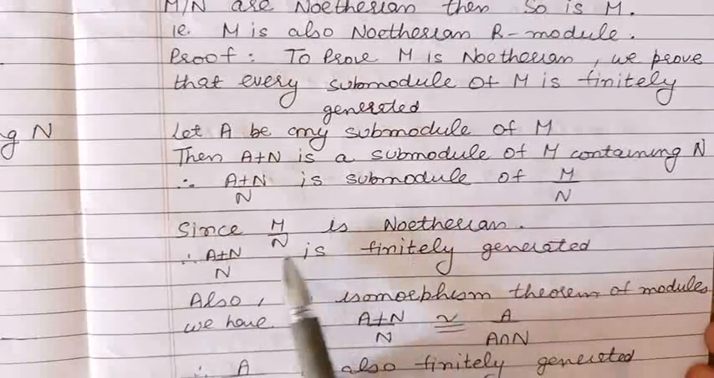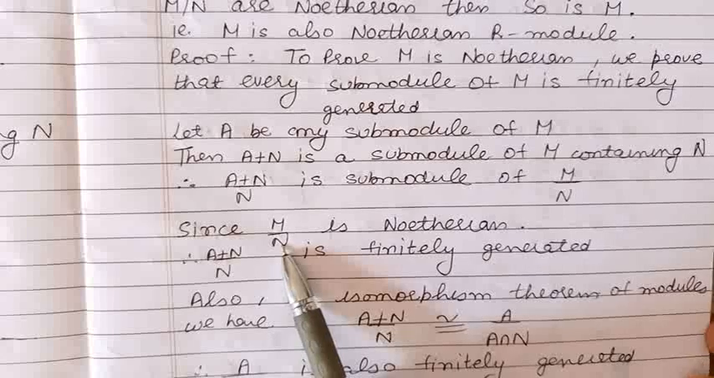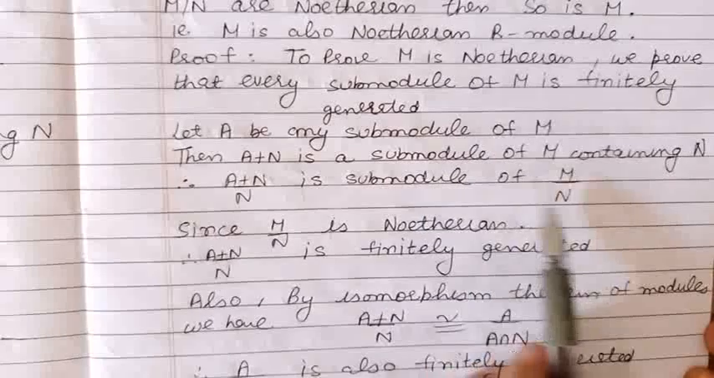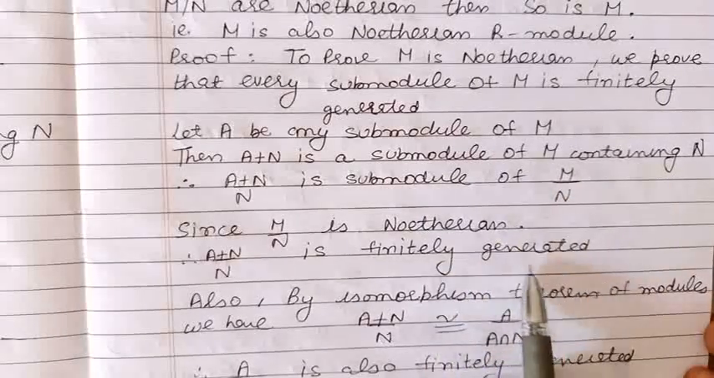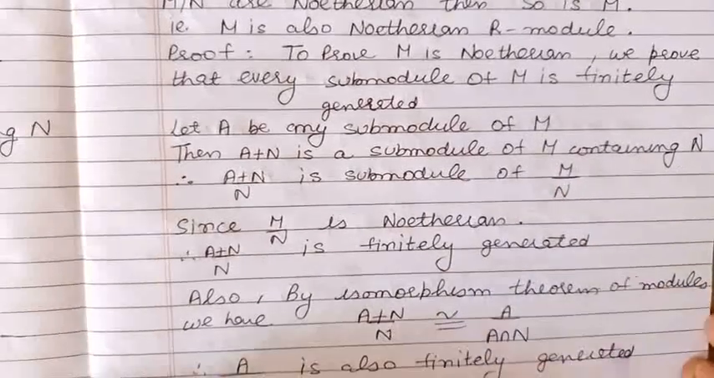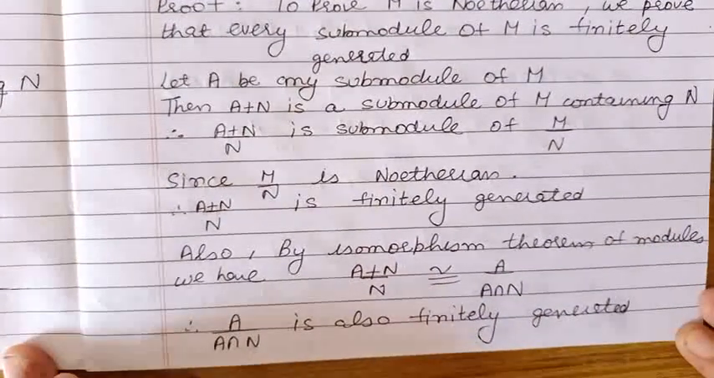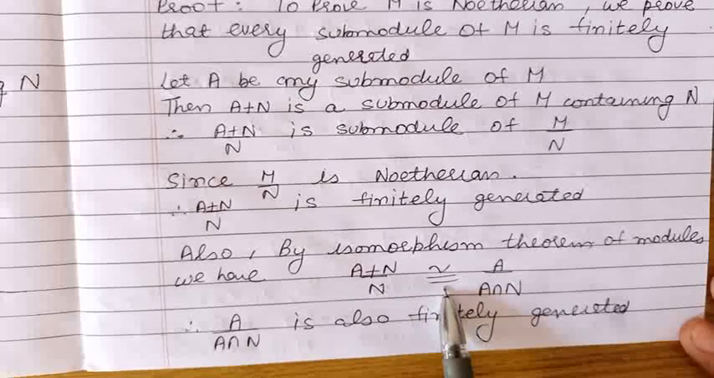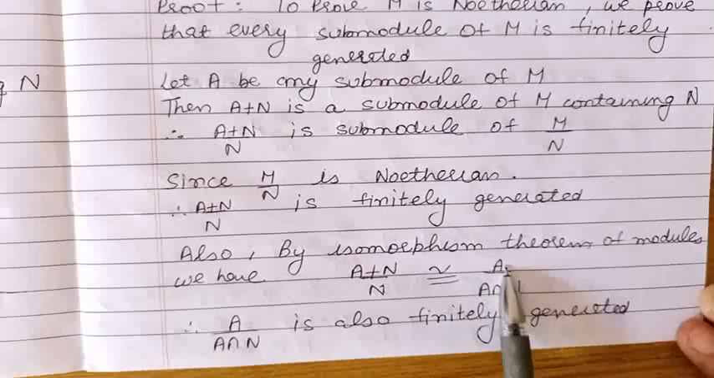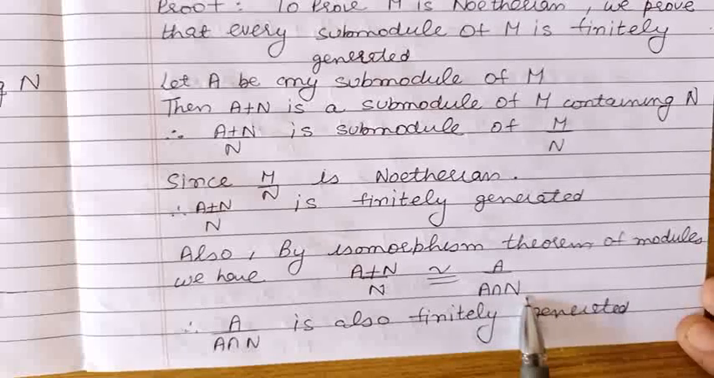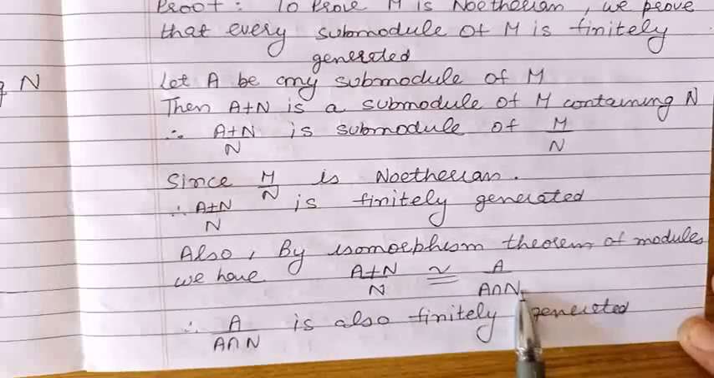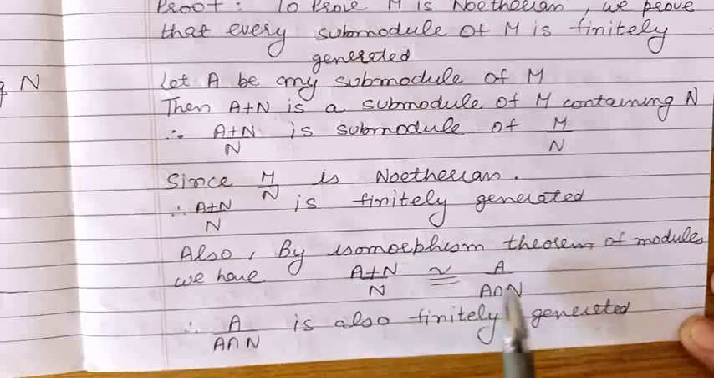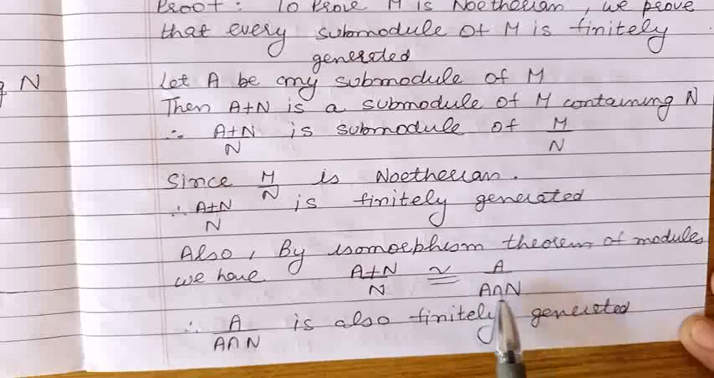So, every submodule of M by N will be finitely generated, and therefore, (A plus N) by N, being a submodule of M by N, will be finitely generated. Now, by the isomorphism theorems of modules, (A plus N) by N is isomorphic to the factor module A by A intersection N. Now these two modules are isomorphic and this module is finitely generated, and therefore this factor module is also finitely generated.